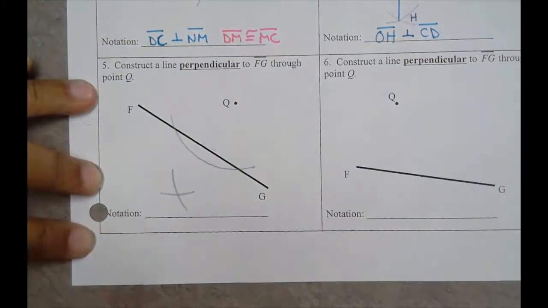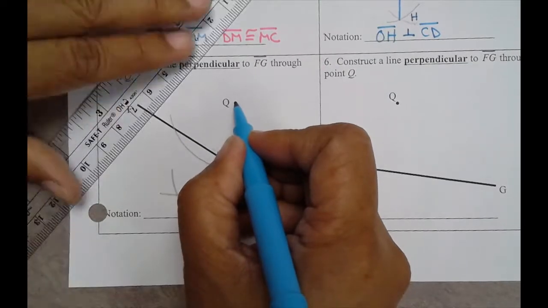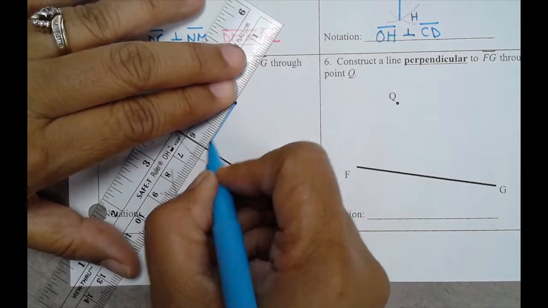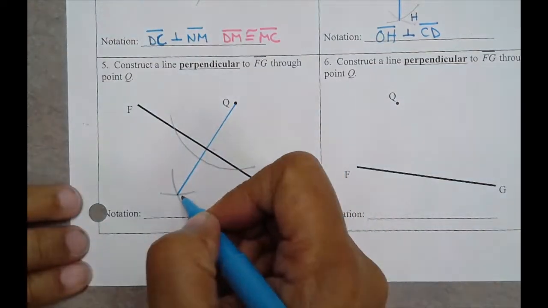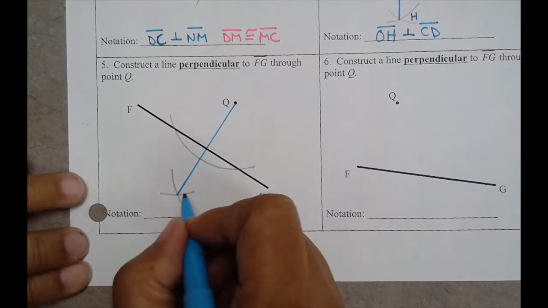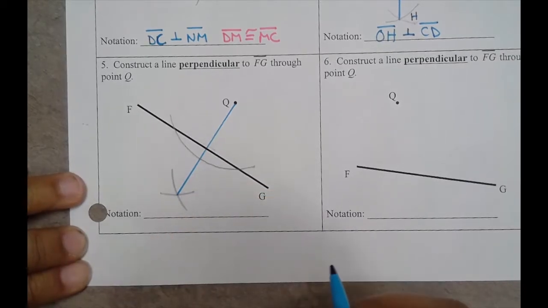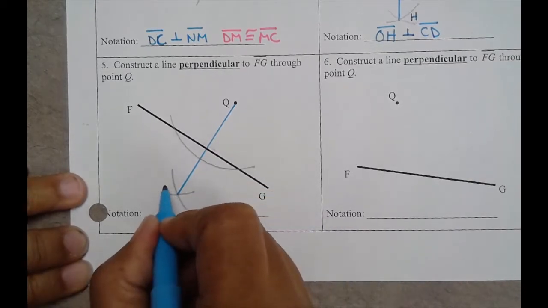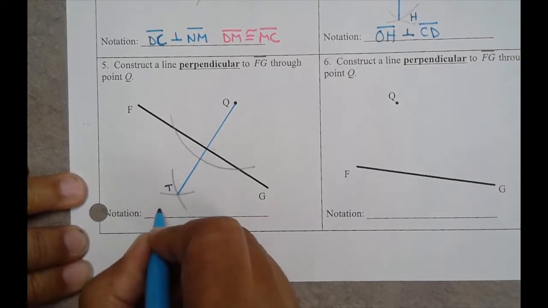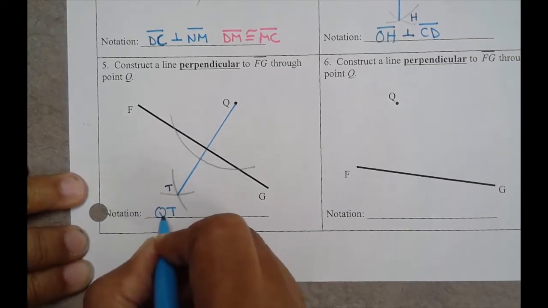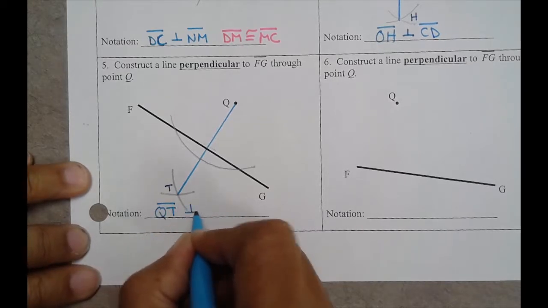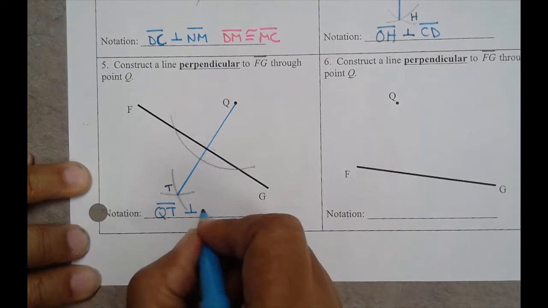Once I have that X, I'm going to go ahead and draw a line from Q to the intersection down below. All right, let's go ahead and put a letter here. Let's make this QT. Okay, so our segment QT is perpendicular, upside down T, to FG.